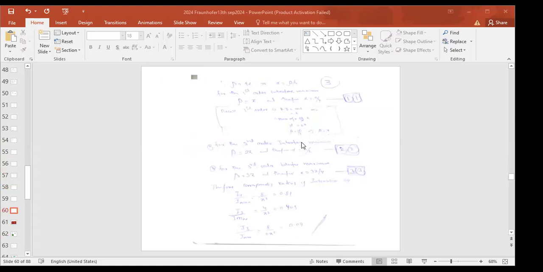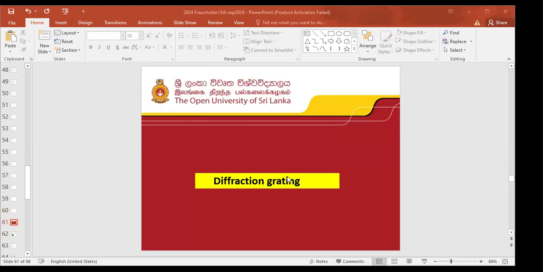Okay, I think that's all for the double slit. So try to do all these questions, then you will see the pattern of how we are asking the questions. Otherwise, you can do the past paper questions of 3, 4, 5 years. Then you will see the pattern of asking questions in the Fraunhofer double slit. Okay, then we have the last part.